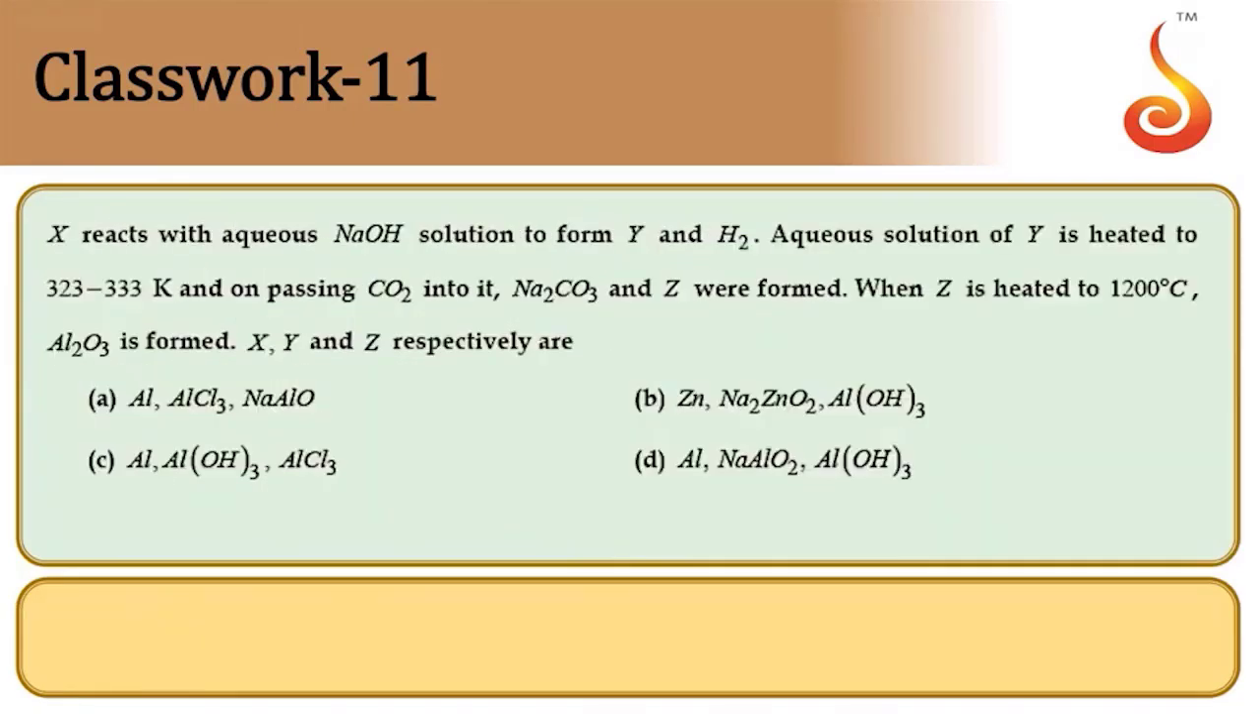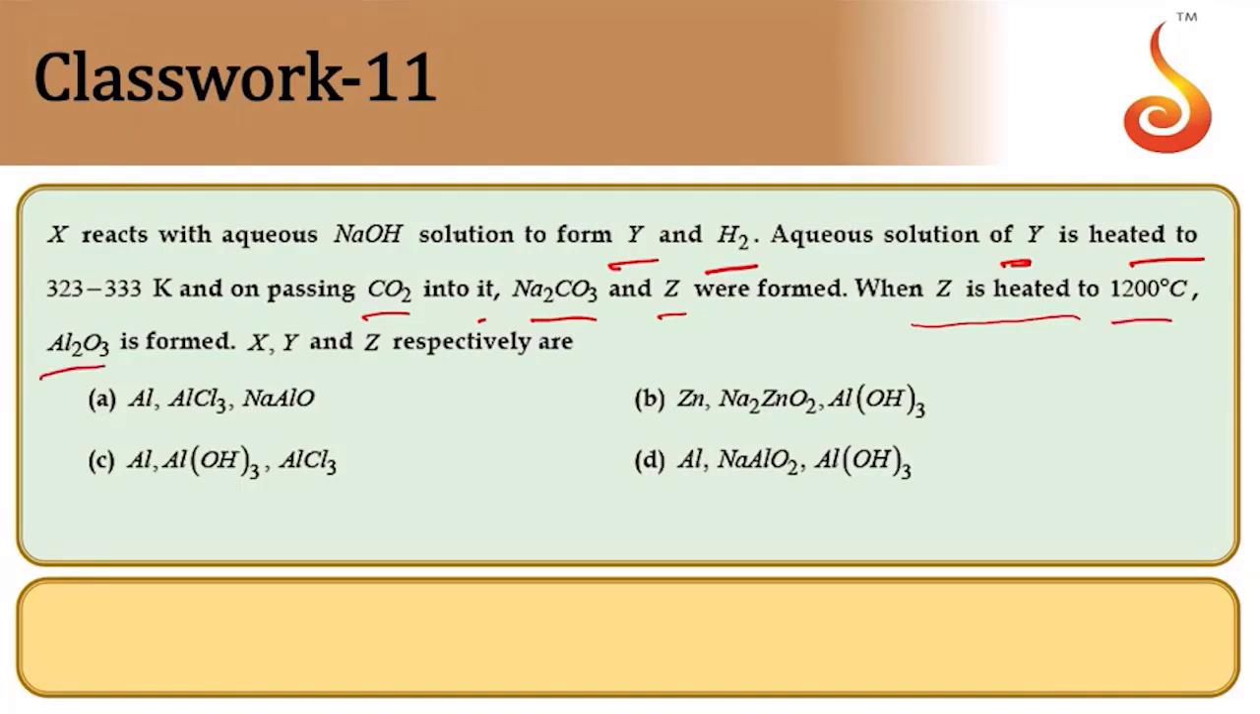Then X reacts with NaOH solution to form Y and H2. An aqueous solution of Y is heated at 323 Kelvin while passing carbon dioxide gas into it, and it forms Na2CO3 and Z. When Z is heated to 1200 degrees Celsius, Al2O3 is formed. What are X, Y, Z?